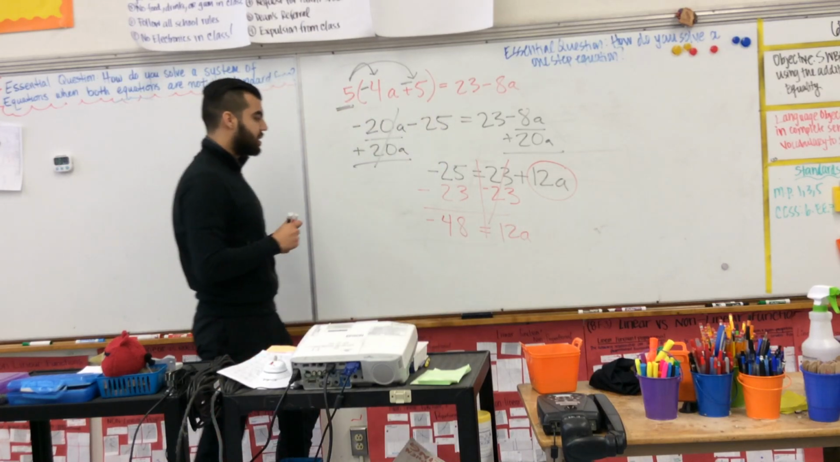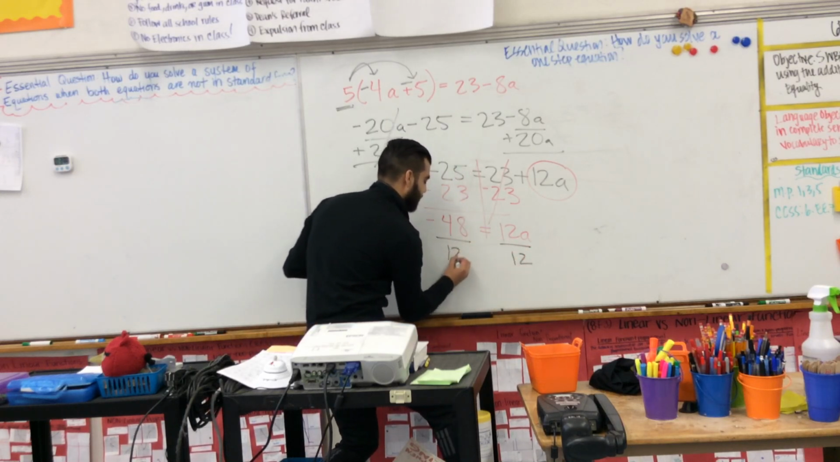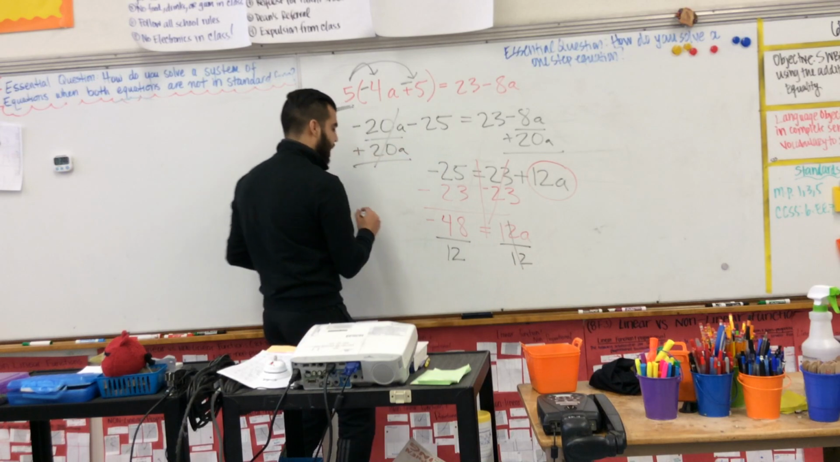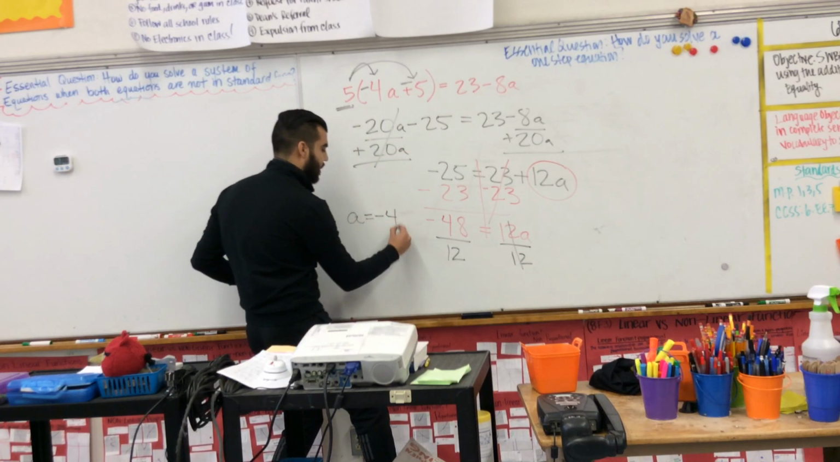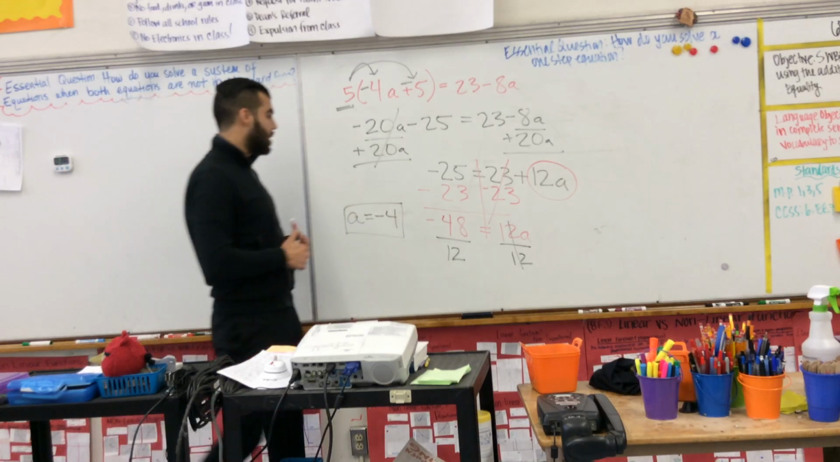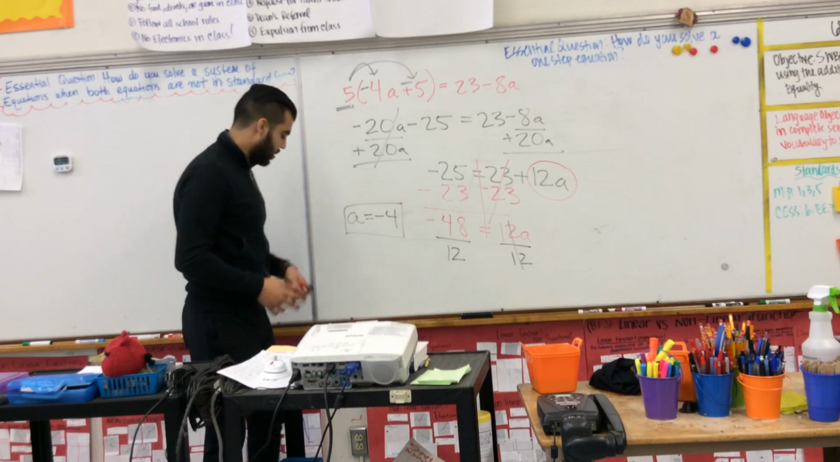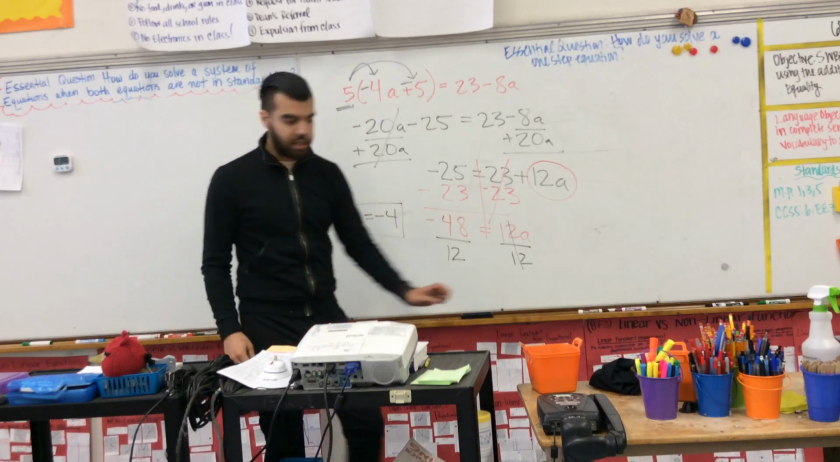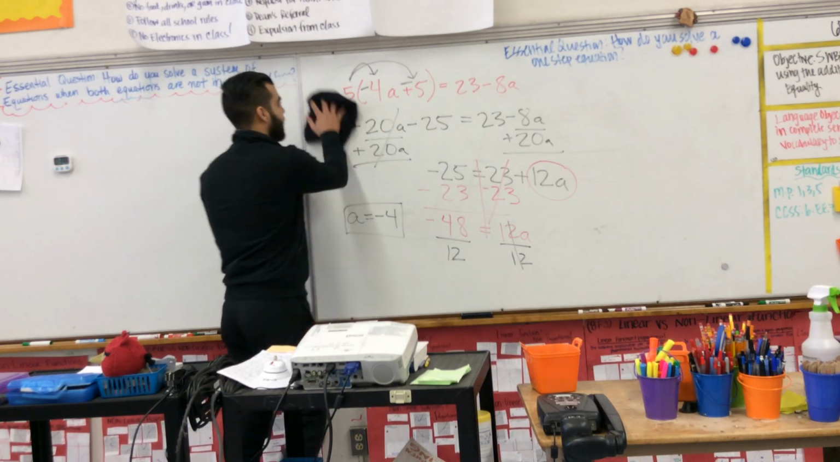At this point, divide both sides by 12. And you get a equals negative 4 for this one. A equals negative 4. That's the solution to this problem. So again, make sure you follow along and you're copying these down. Let's go over the third problem on the practice exam.